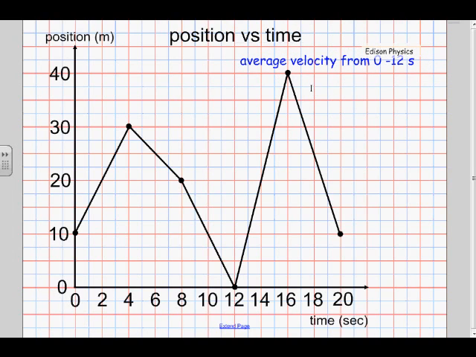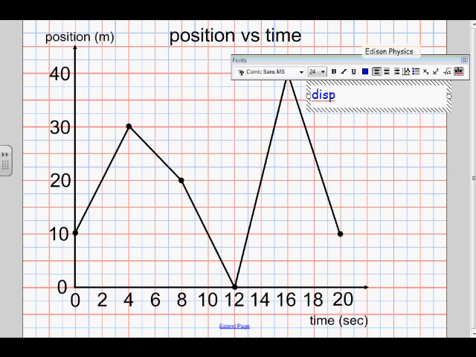All right, how am I going to find my displacement? Well, I look at where I ended up minus where I started. So where did I end up at 12 seconds? At 12 seconds, my position is 0 meters. When I first began, my position was 10 meters. So my displacement is negative 10 meters.